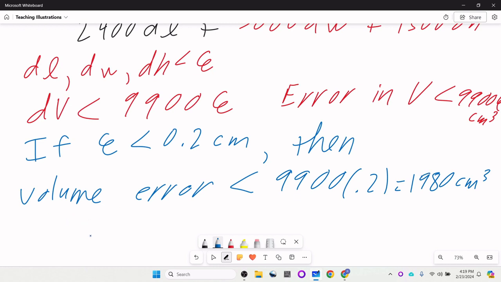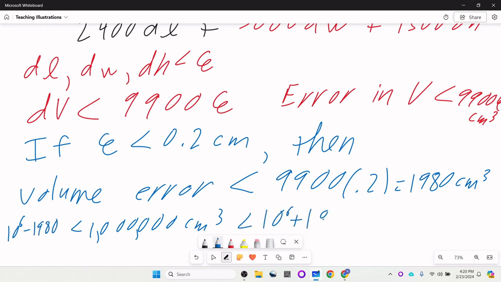So yeah, if for instance you measured it and you estimated it was 1,000,000 centimeters cubed, you know that the actual value is between 10 to the 6 minus 1980 and 10 to the 6 plus 1980. That the actual value is somewhere between there because there's your estimate plus or minus the error.